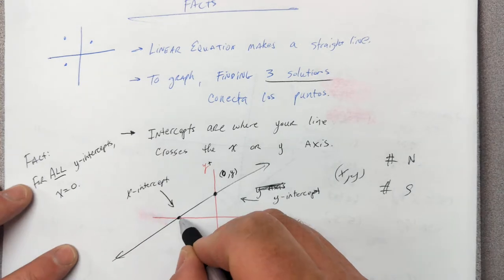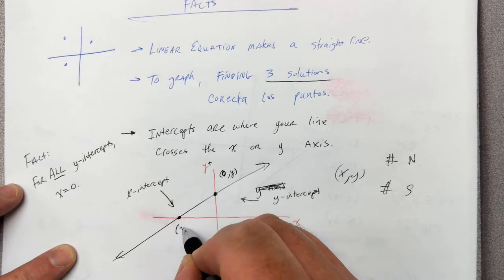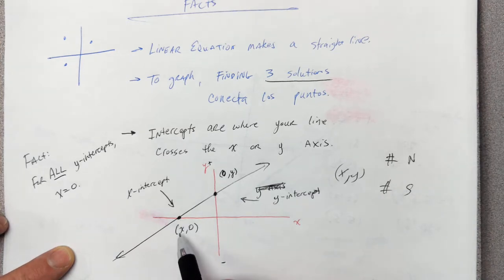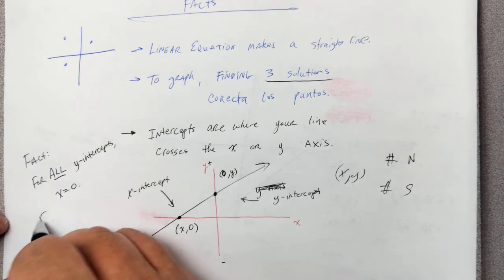Check this out. Right here, x is going to be negative, but no matter what, for the x-intercept, y is always 0.